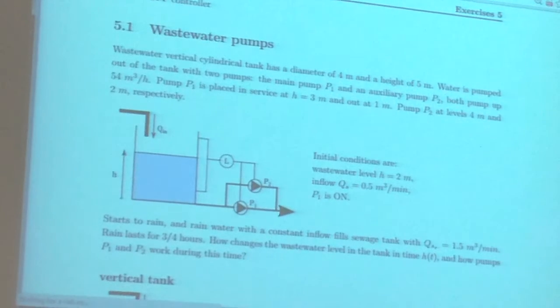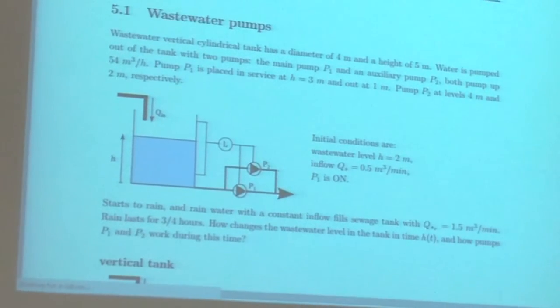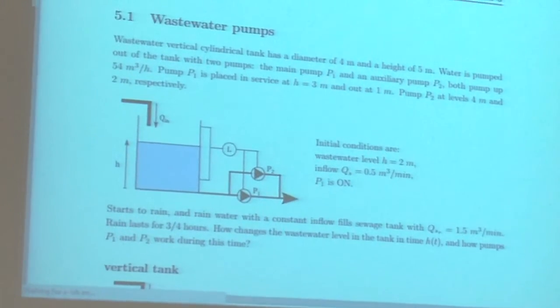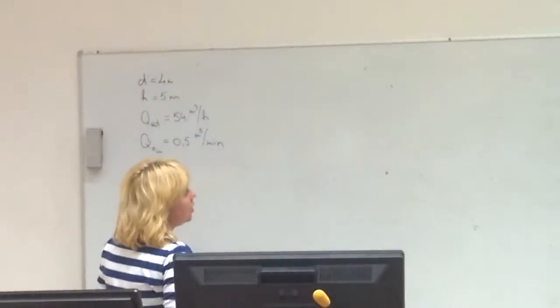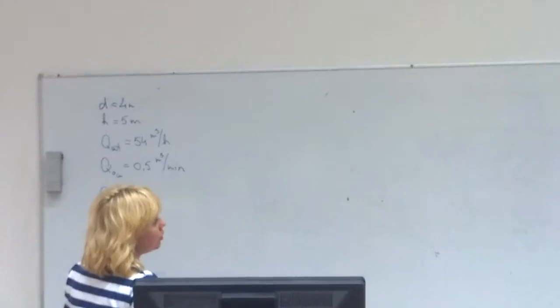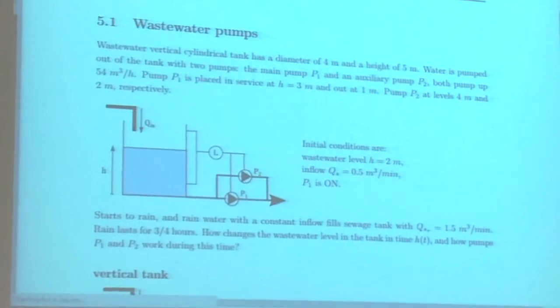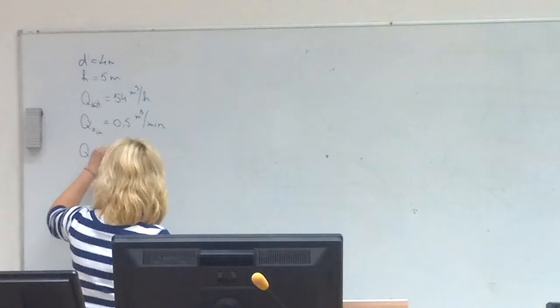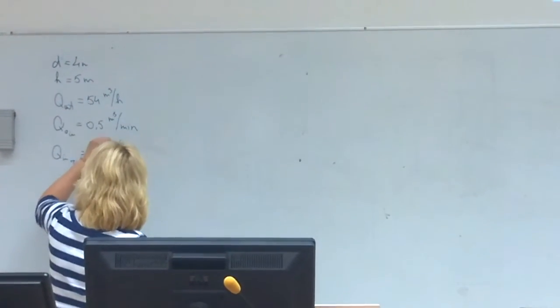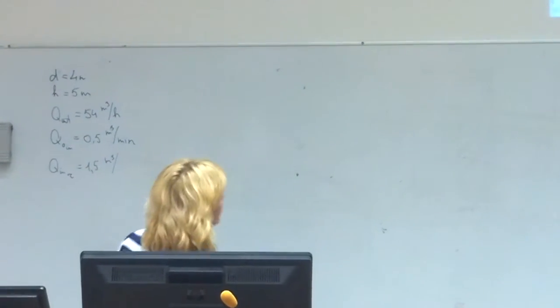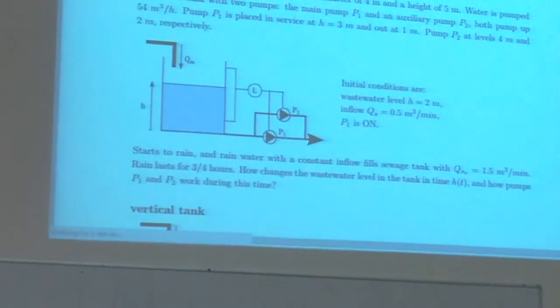Then we started to describe our system. So rain started, and the inflow to the wastewater tank increased, and the inflow caused by the rain was 1.5 cubic meters per minute.